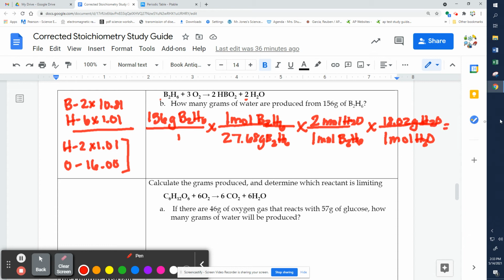Once again, when I put it in my calculator, if it's on top, I'm going to multiply. If it's on bottom, I'm going to divide. So I have 156 divided by 27.68 times 2 times 18.02 to get an answer of 135.49. And our unit is grams of H2O.